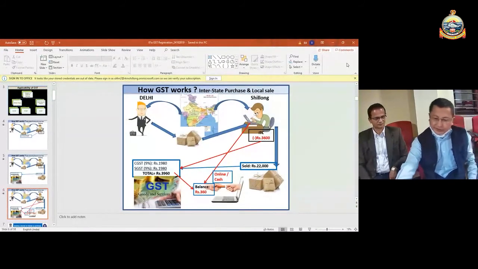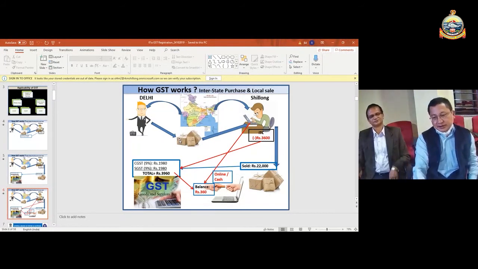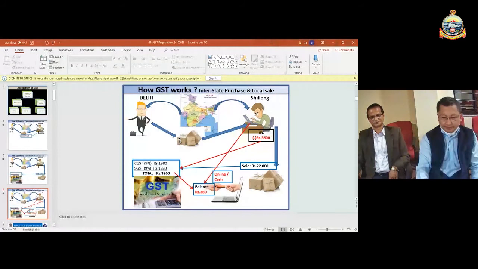Any other question? So this is the basic concept of GST, how it works. For the seller in Shillong also, at the end of the month he will be filing GSTR 3B.